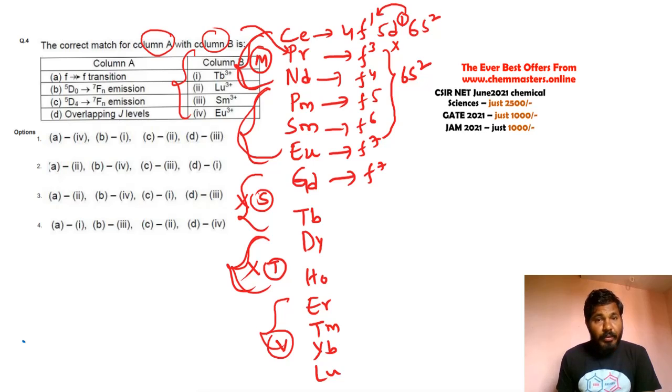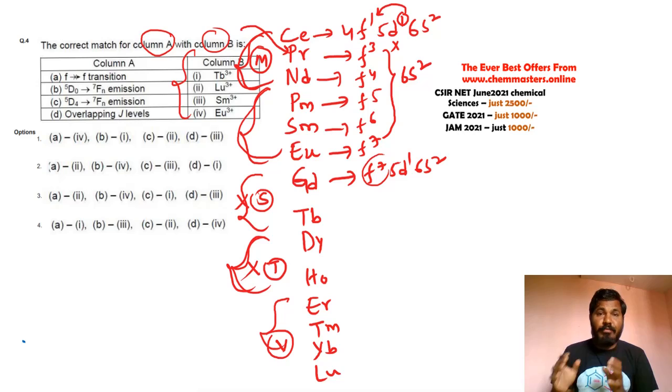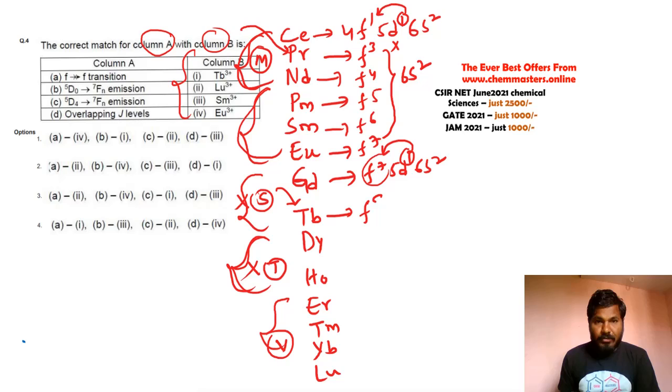Now in gadolinium, the electron enters the d orbital, so 6s2. Why? Because to maintain the half-filled configuration of the f orbital, which is the most stable configuration for gadolinium, the next electron moves into the d orbital. And after gadolinium, the d electron moves into the f orbital and the next electron moves into the f orbital. So here we can write f9, then f10.